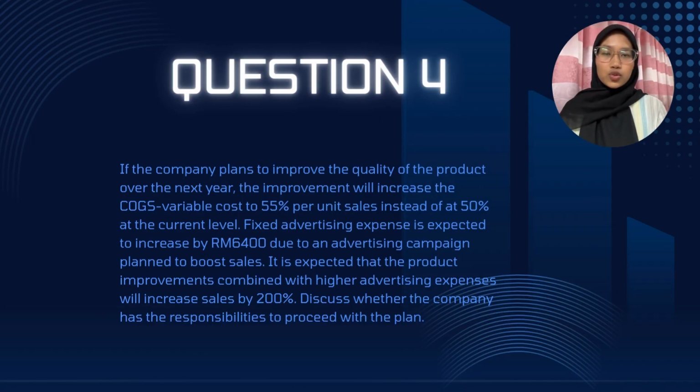Next, we move to question number 4, which discusses the product improvement plan. The company plans to improve product quality, which will increase variable COGS from 50% to 55%. Fixed advertising expenses will also increase by 5,000 ringgit. However, sales volume is expected to increase by 200%, while the selling price remains at 20 ringgit per unit.